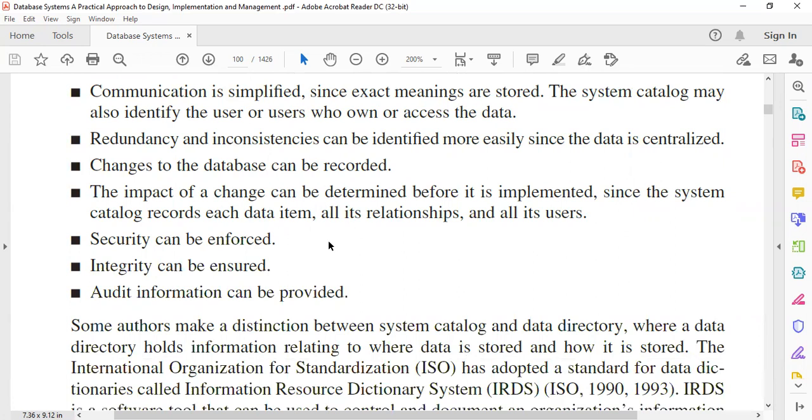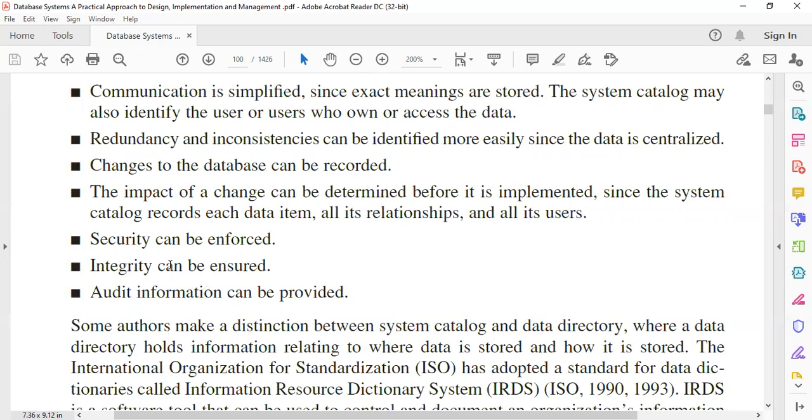what the change will impact on the system. Then security can be enforced. If you're able to define who can access the data and what they can access, you are able to enforce the security. And remember what we said about the views. So the system catalog will assist us to have a record of those views and be able to enforce them.